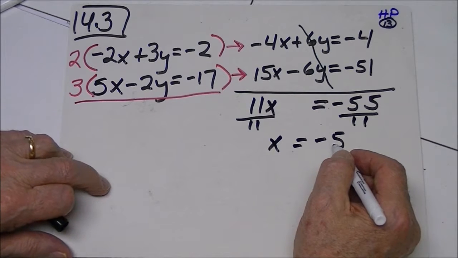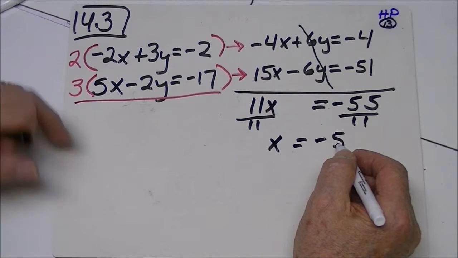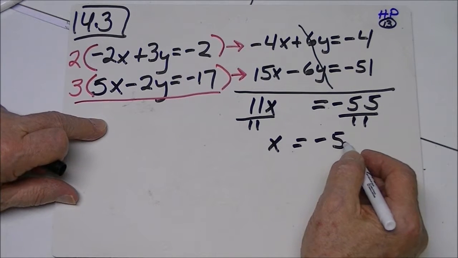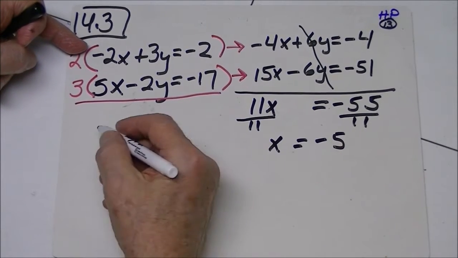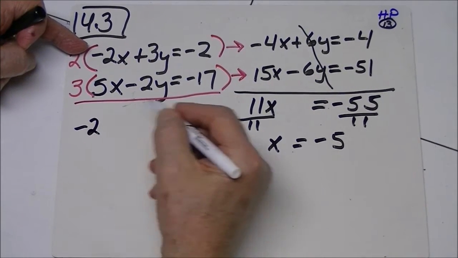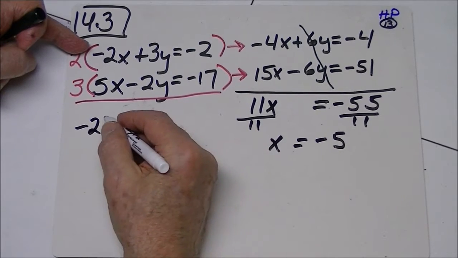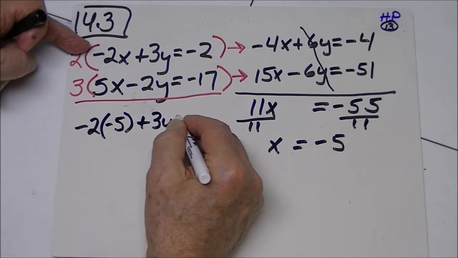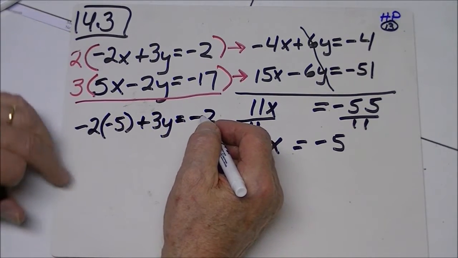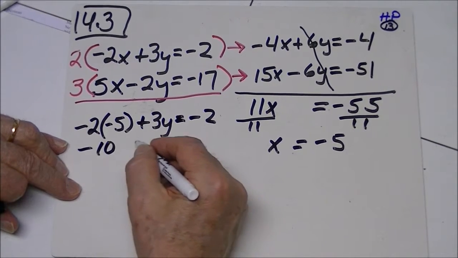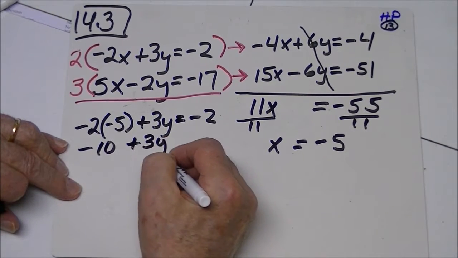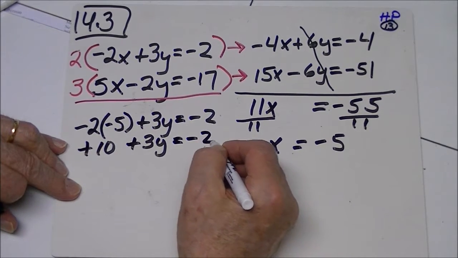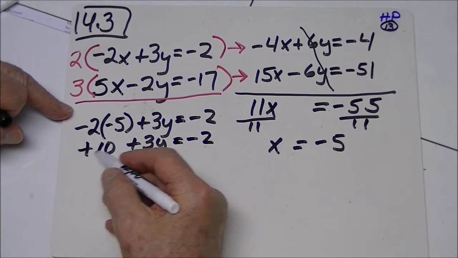So if x is a negative 5, again, we can use either of our original equations to find out what y is. We'll use the first one, negative 2 times our value of x now, which is a negative 5, plus 3y equals a negative 2. So this is a negative 10 plus 3y, I should say a positive 10, equals a negative 2. Negative times a negative gives you a positive.